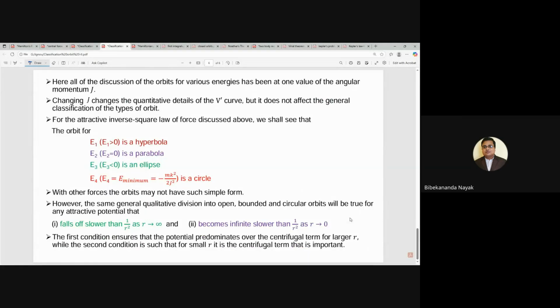So we got four things. When energy is greater than 0, it is a hyperbola. Energy equal to 0, it is a parabola shape. Less than 0, ellipse. Minimum is circle.